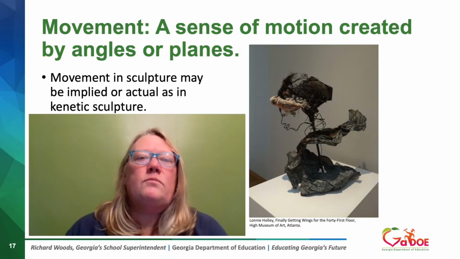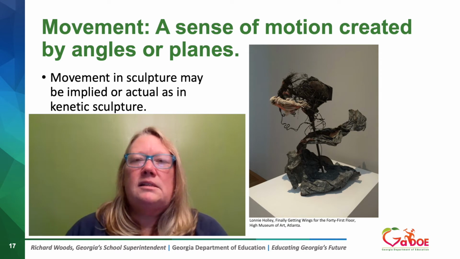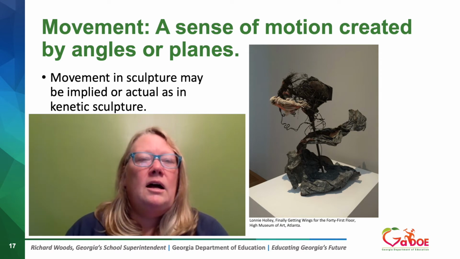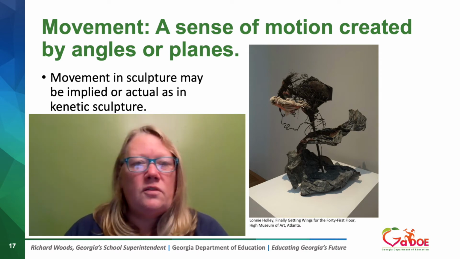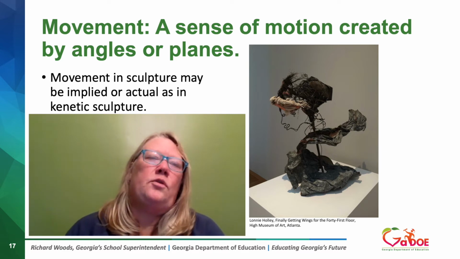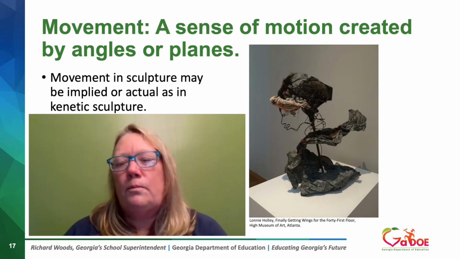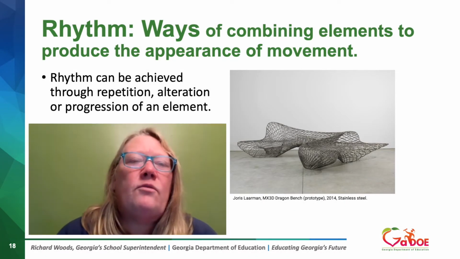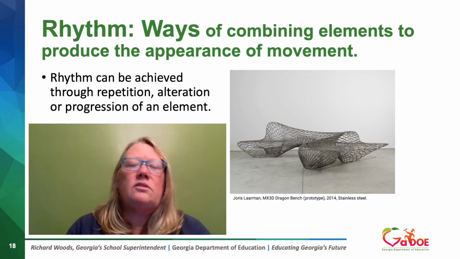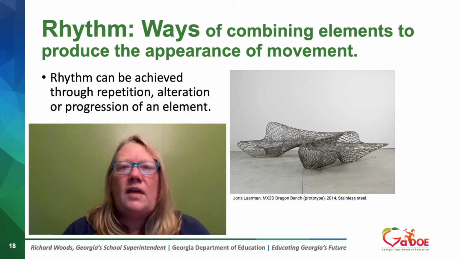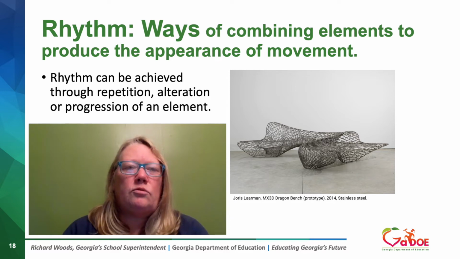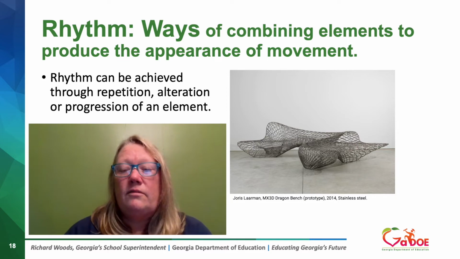And then you have movement, and movement is the sense of motion. Also, in sculpture, that could be actual movement. So think of kinetic sculpture a la Mobile by Alexander Calder. And then lastly, we have rhythm, and rhythm in 2D and 3D, very similar. It is that movement that is achieved through the repetition, alteration, or progression of an element.